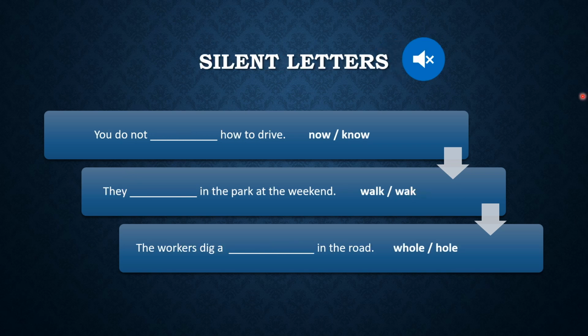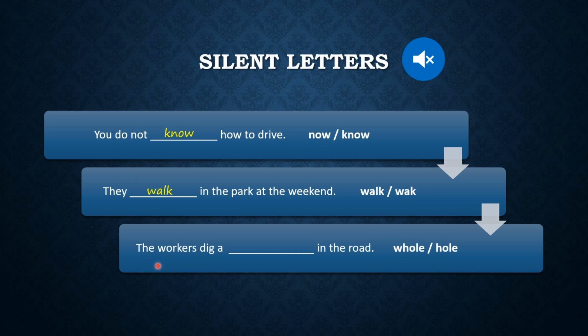Next example we're looking at here is silent letters. Silent letters are letters that we need for the spelling. However, when we say the word, we do not pronounce them. So the first one here is you do not blank how to drive, now or no. The answer, of course, is no. Looking at the second example, they blank in the park at the weekends. W-A-L-K or W-A-K. We spell walk with an L, so they W-A-L-K, walk in the park at the weekends.